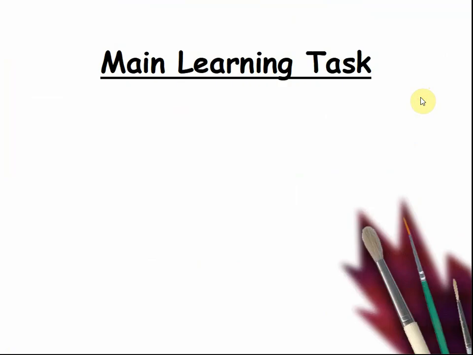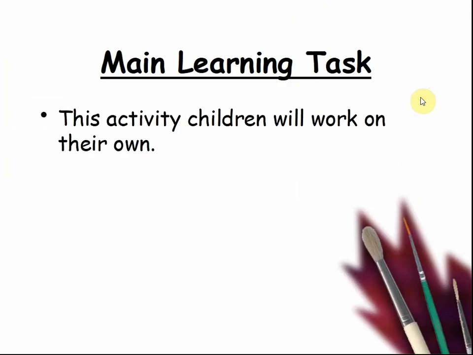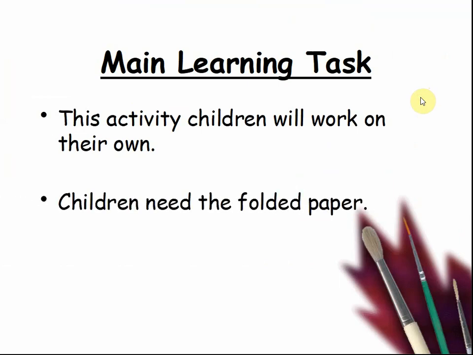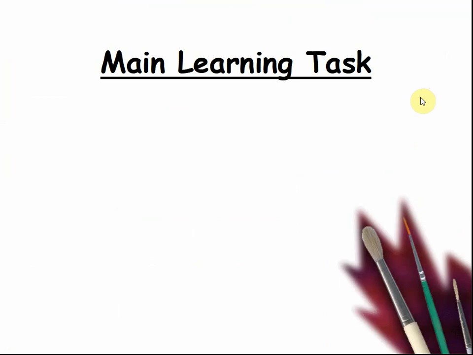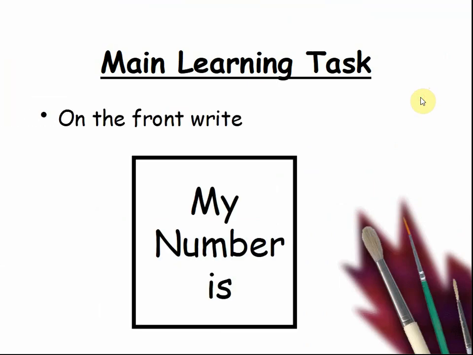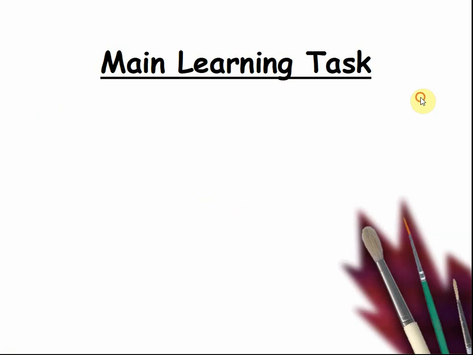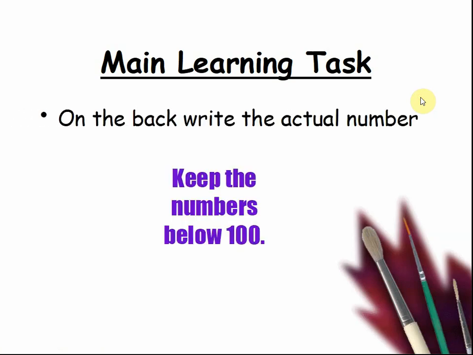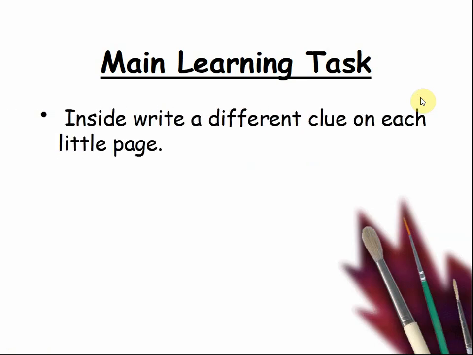Main learning task. This activity children will work on their own today. Children need the folded paper. On the front, write, "My number is." On the back, write the actual number. Keep the numbers below 100. Inside, write a different clue on each little page.